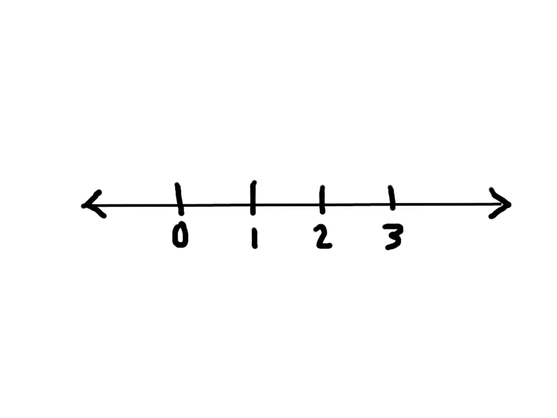Alright, so we have this number line where we have placed the whole numbers: 0, 1, 2, and 3. Now you might say, okay, well 1/2 seems easy enough to place on the number line. I know that 1/2 is in between 0 and 1, halfway in between, and so we would label that 1/2.